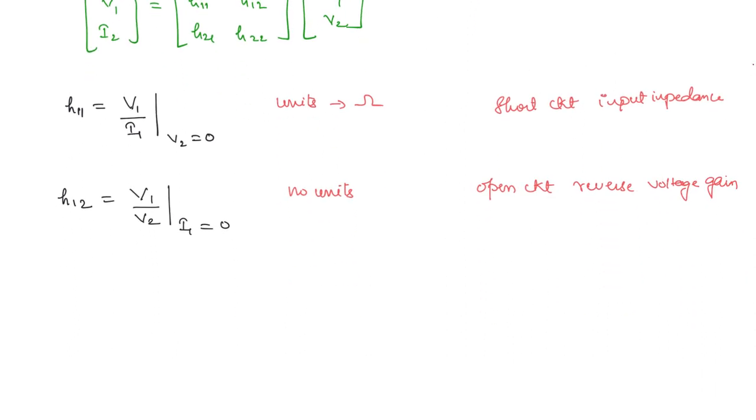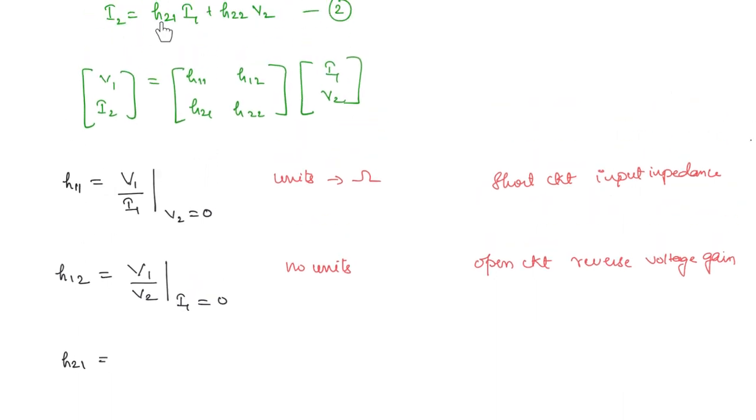What is the next parameter? H21. From the second equation, you get H21 is equal to I2 by I1 when V2 is 0. What will be the units here? No units here as well. This is the current gain, output by input current. So this is not reverse gain, this is direct current gain. And what about short circuit or open circuit? Since the voltage is 0, we call it a short circuit parameter. So short circuit current gain.